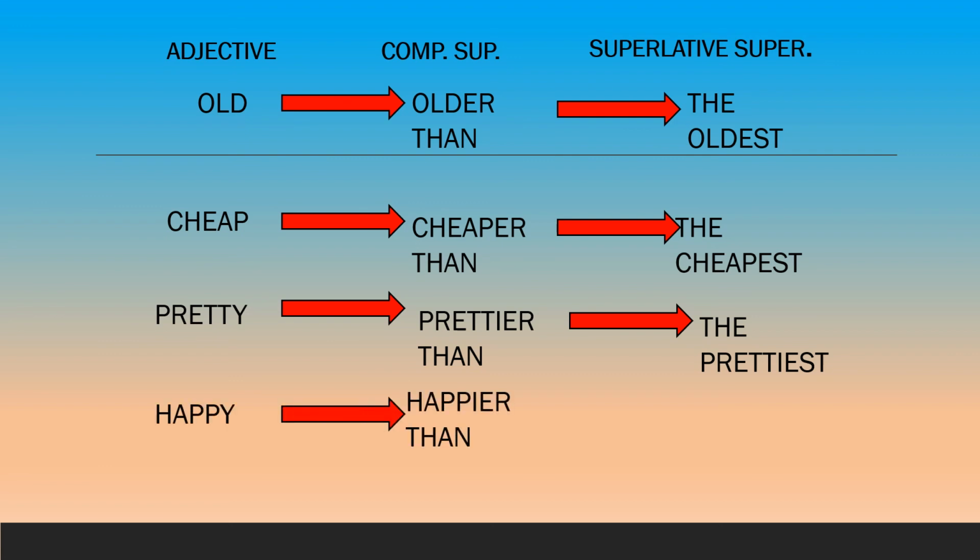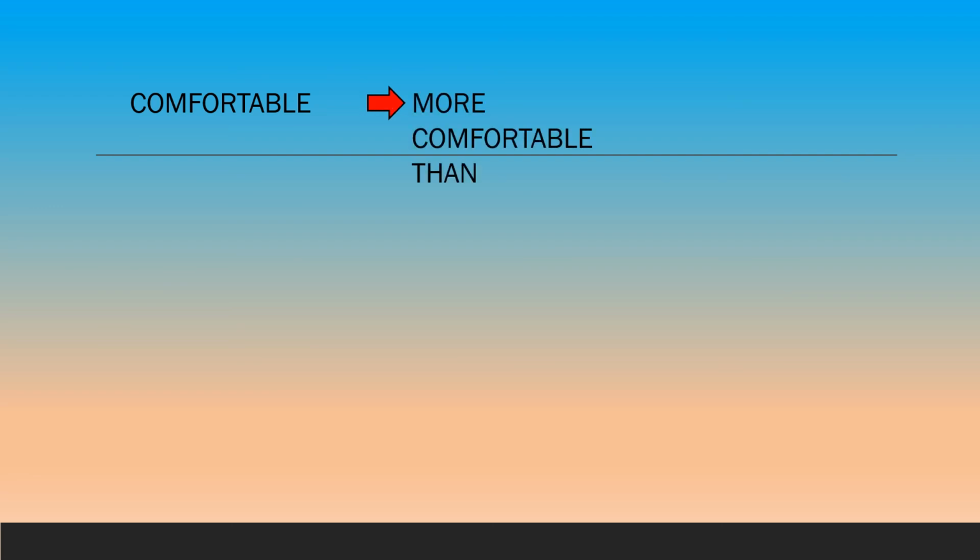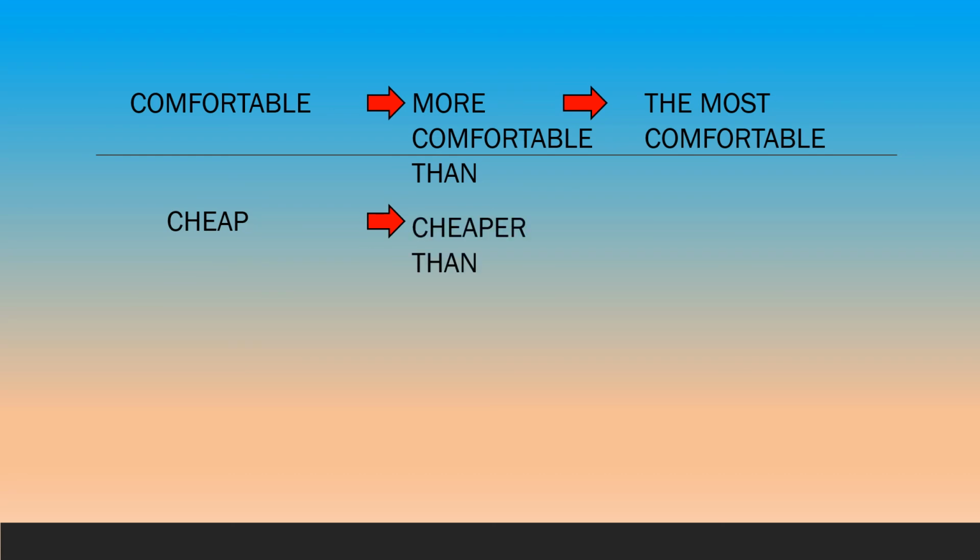Happy, happier than, and you guessed it, the happiest. Comfortable, more comfortable than. Saucony are more comfortable than Nikes. The most comfortable shoe, however, are Vans. Cheap. Saucony are cheaper than Nike, but the cheapest are Vans.